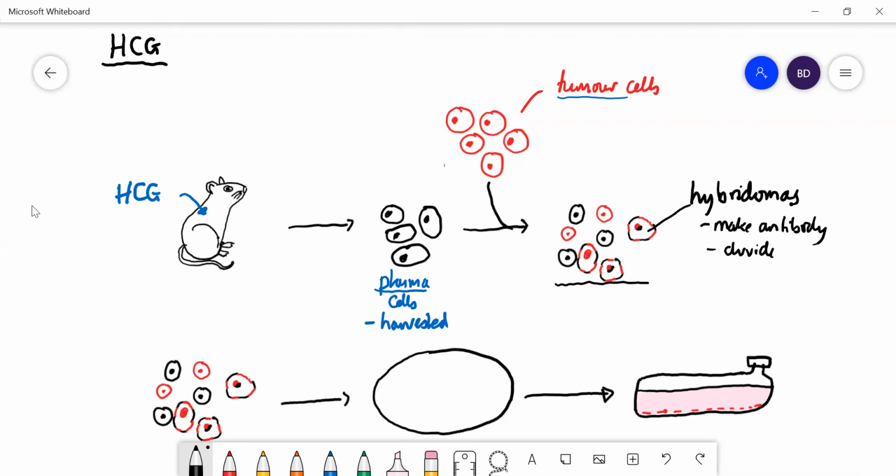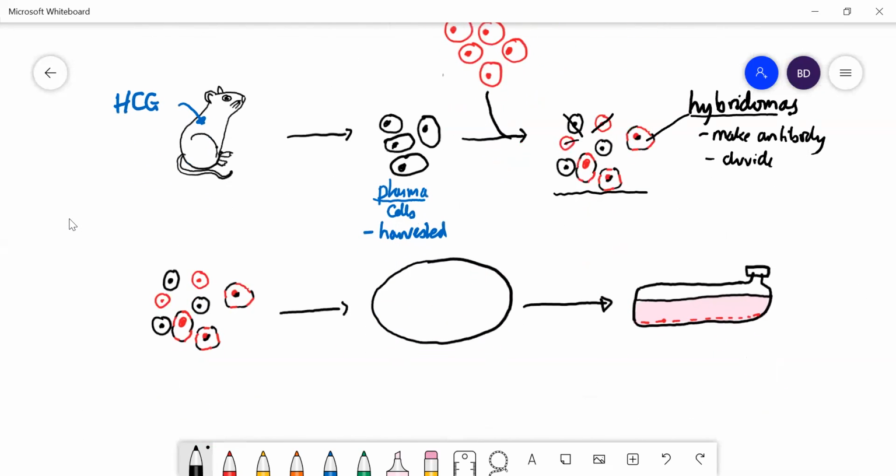Now you have to somehow get rid of all these plasma cells that you don't want and all these non-fused tumor cells, so you just get the hybridomas. Now, how is that achieved? Well, that is quite clever. The plasma cells are quite easy to get rid of because they can't divide, so if you just leave them in the tissue culture for a bit, they'll just die. The tumor cells won't just die, but these tumor cells have a specific deficiency, and they can't make a chemical that they need to make one of the bases of DNA, as it happens.